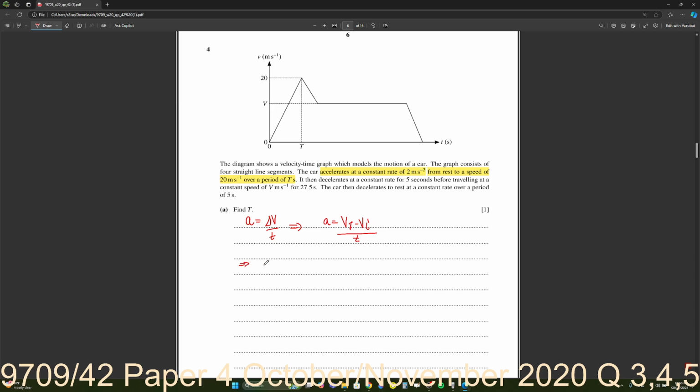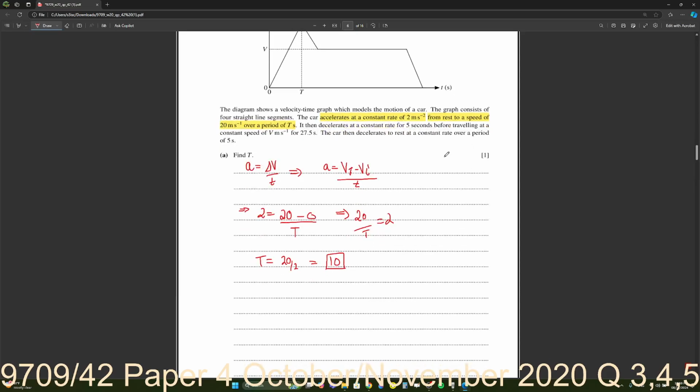So we're going to write over here that 2 is equal to, from rest, so my initial velocity is 0, right? To a speed of 20, so my final velocity is 20, over a period of t seconds. So this is my equation. So 20 over t is equal to 2. So easily you guys can find that t is equal to 20 divided by 2, which is equal to 10. There you go. 1 easy mark.